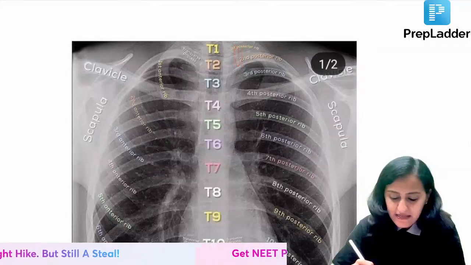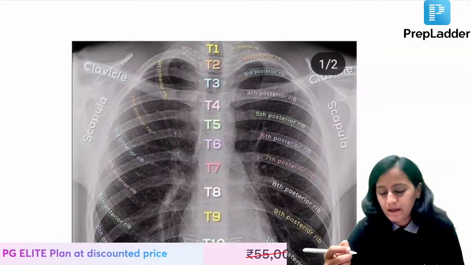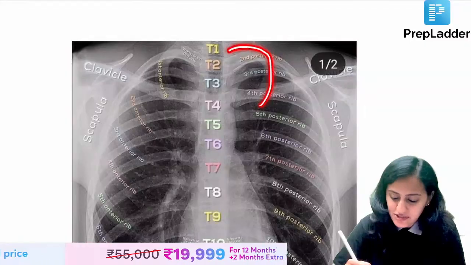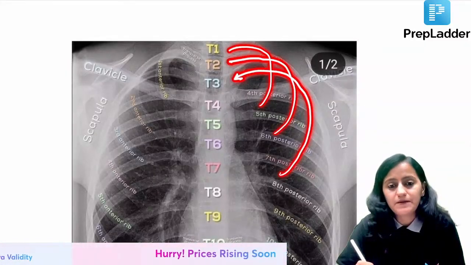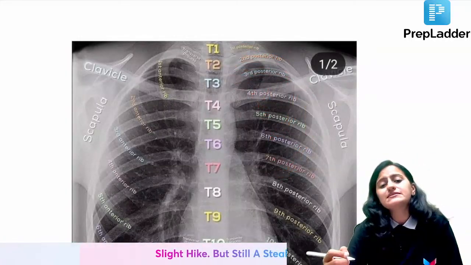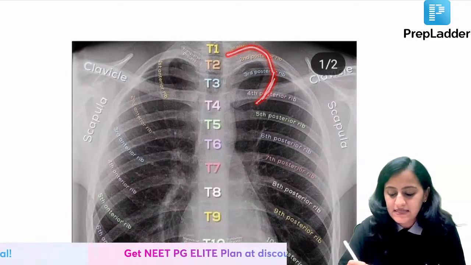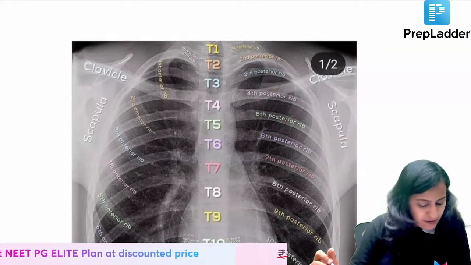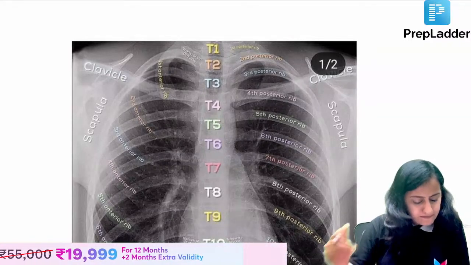So if you start counting from here, you can count this as 1, 2, 3, 4 and that will be wrong. So trace the first rib, trace the second rib and this is going to be the third rib. So this is 1, 2, 3, 4, 5, 6, 7. This is how you will count the ribs. Start counting from the posterior end, then the anterior end of the first rib. Is this clear with everyone?